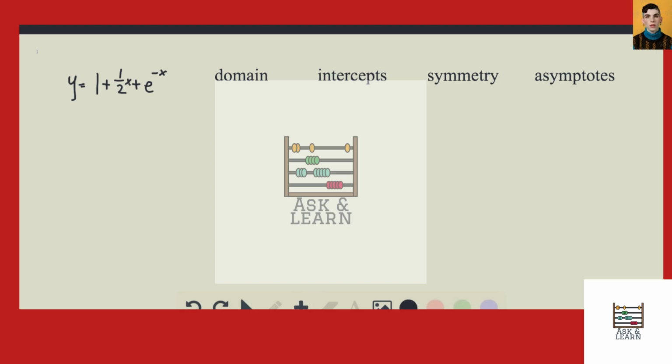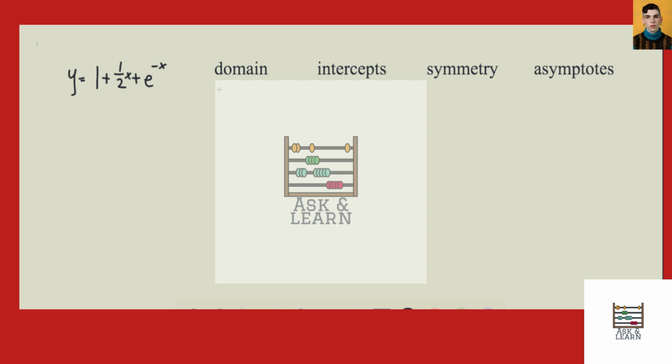So the domain for this one is x is all real. The intercepts, if we set our x values to 0, we see that y is 2, so we have one intercept at (0, 2). Symmetry, there is no symmetry, it's not odd or even.